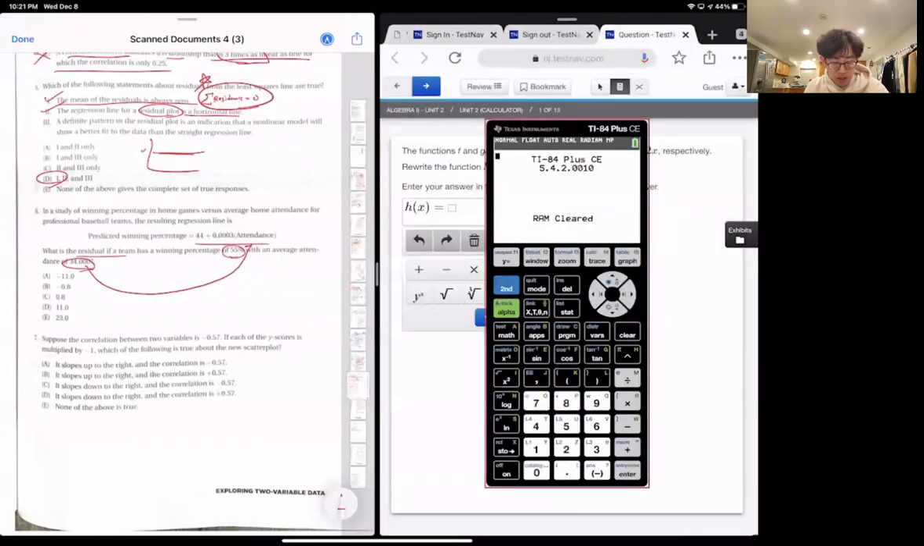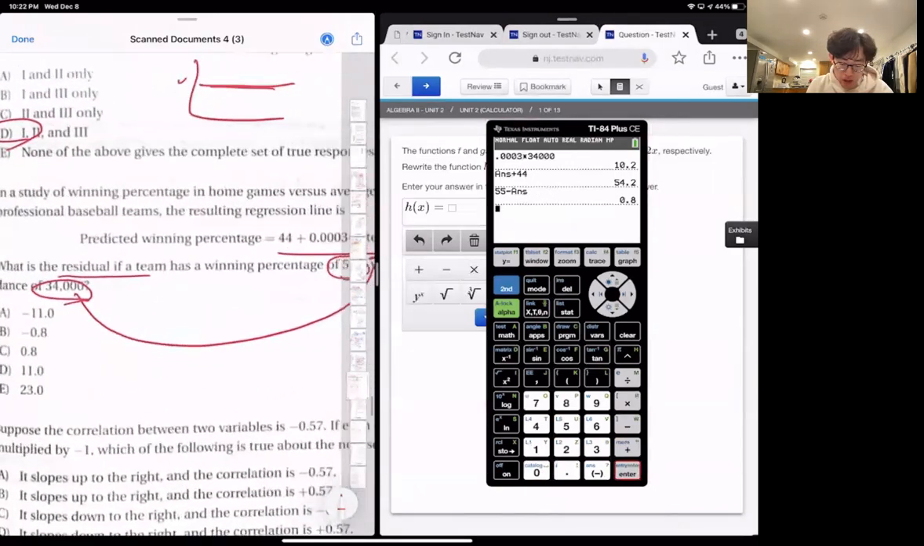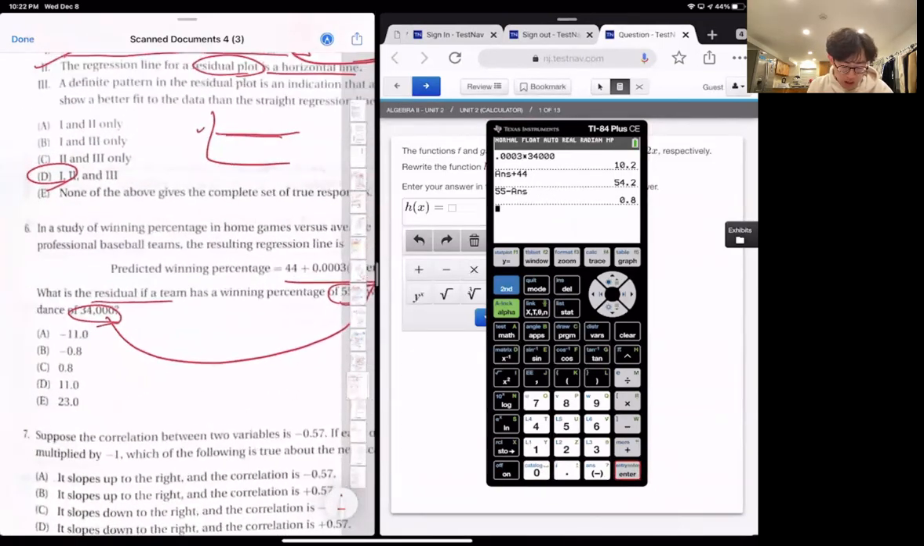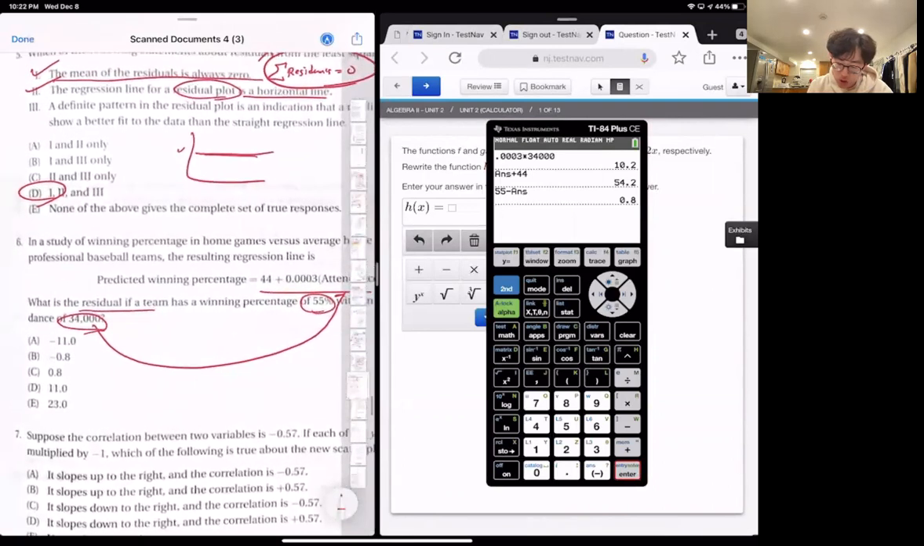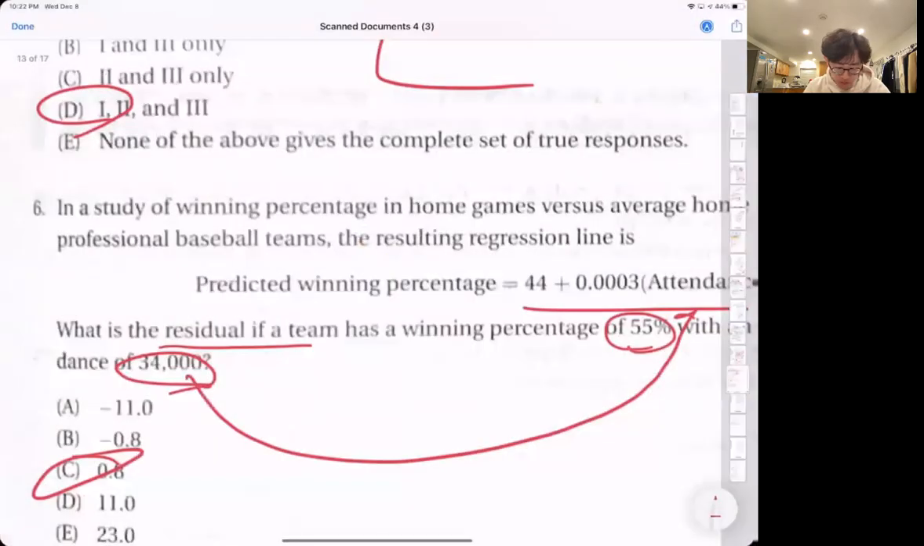All right, so the equation says 0.0003 times 34,000 for the attendance plus 44. So I believe it's like 54.2% for the predicted, but your actual is 55. So you do that, and so it's about 0.8% of a difference in winning percentage. So the residual should be positive, so it should be C for 6, which is the correct answer.